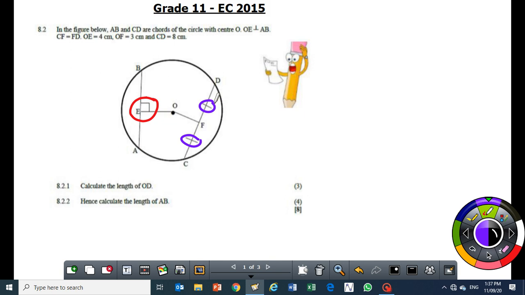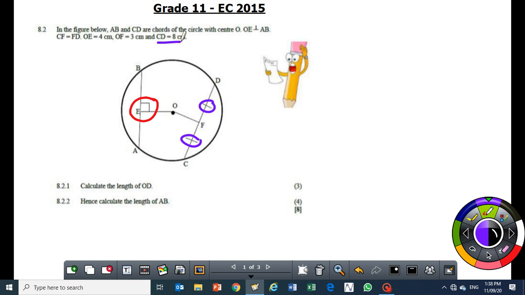Okay, so let's do the question now. 8.2.1 says calculate the length of OD. This is point O, that's D. For me to get OD, I'm going to need to use CD, which means I have to use the converse of theorem 1.